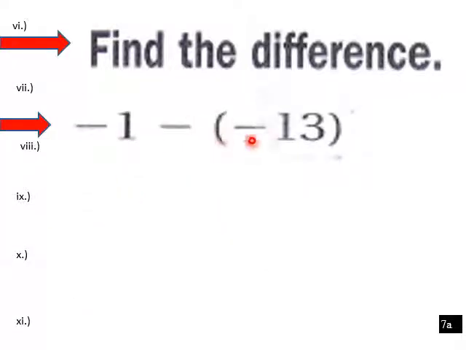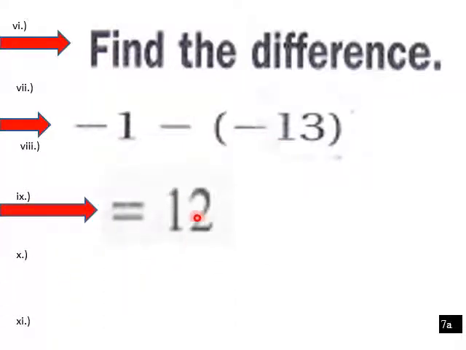Okay, so we have find the difference here. Negative 1 minus the negative 13. So we're going to add its opposite here. So it would be negative 1 plus 13, which would be 12. This would be the way of looking at that. Or you can look at it as two negatives here. Negative 1 plus 12. A negative of a negative is a positive.